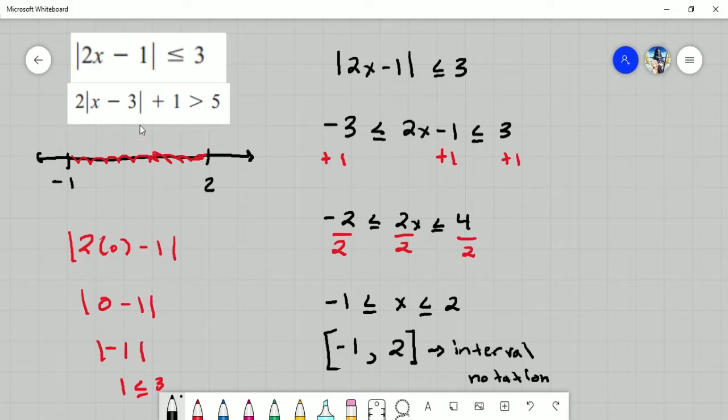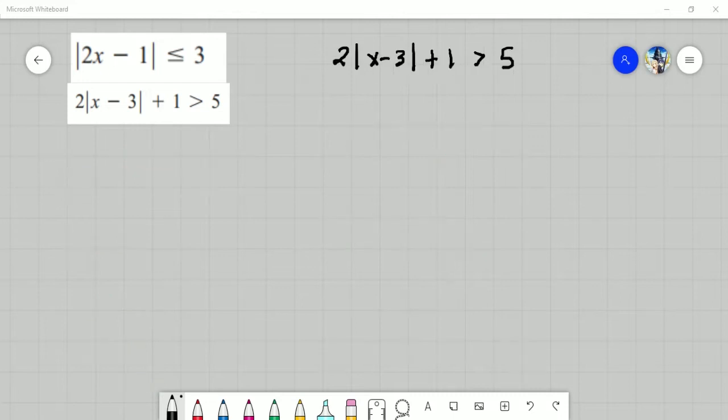All right, simple enough. Next we are going to do the second one: 2 multiplied by the absolute value of x minus 3, plus 1, greater than 5. We're going to get to that soon. All right, I got it written down. So now let us go ahead and solve it.